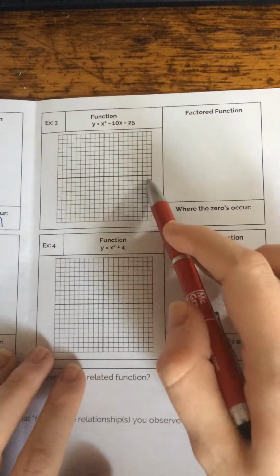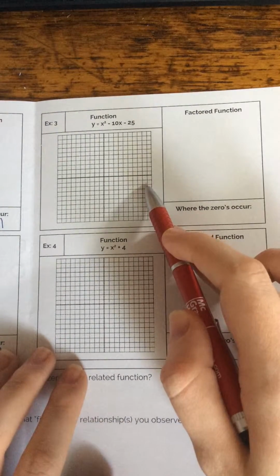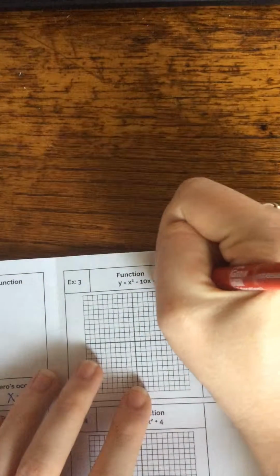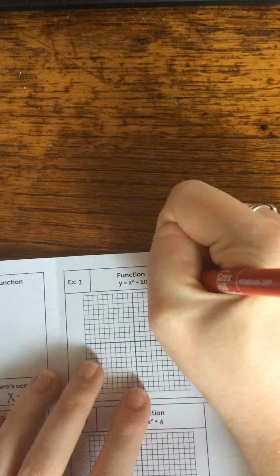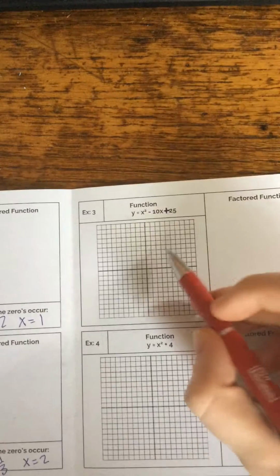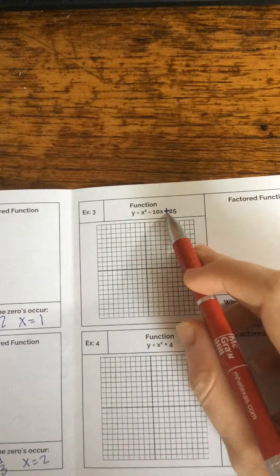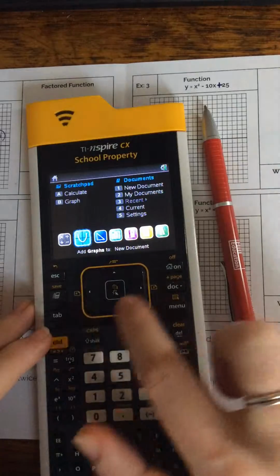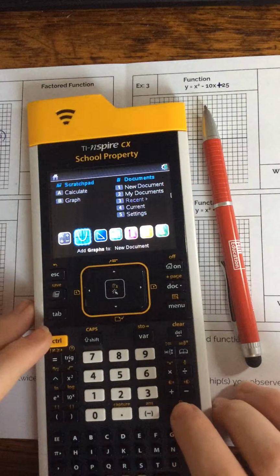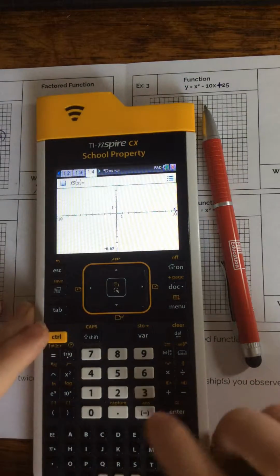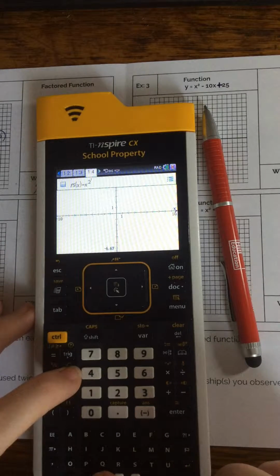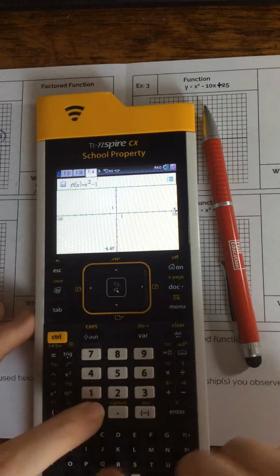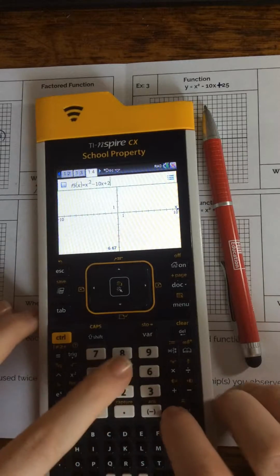Okay, let's do this one. On this one, this minus 25 has to be a plus 25, and someone made a mistake. So if you will put a plus 25 there, then we'll be on our way. So let's try this one. When you plug it into your graph page, you can go home, add a new graph page. We're going to plug in x squared minus 10x plus 25.